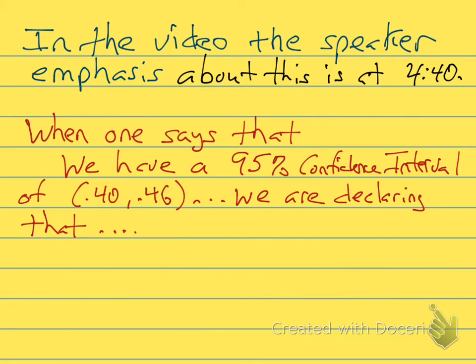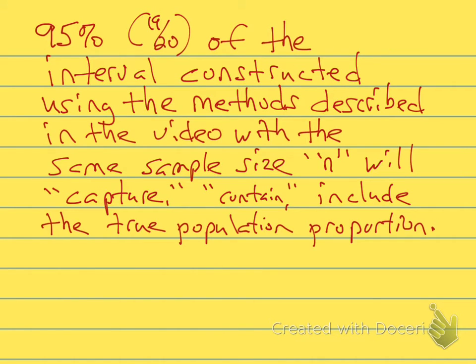In the video, the speaker tries to emphasize this at 4:40. When one says that we have a 95% confidence interval of 40 to 46, we are declaring that 95% of the intervals constructed using the method described in the video with the same sample size n will capture, contain, or include the true population proportion. This is very important in how you say these things and how you write these things, and I'll be providing some more information about that.